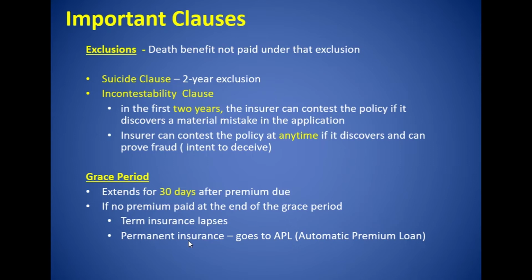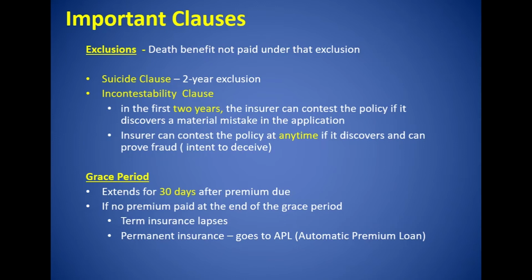For permanent insurance policies, after the end of the grace period, the policy will go on APL, automatic premium loan. So if obviously there is cash value in this permanent policy, then the automatic next step is an automatic premium loan wherein the insurance company will start borrowing from that cash value to pay the premium. So that's important, I guess, another benefit of having a permanent policy, and that is if you haven't paid your premium at the end of the grace period, the automatic premium loan feature will come into place.